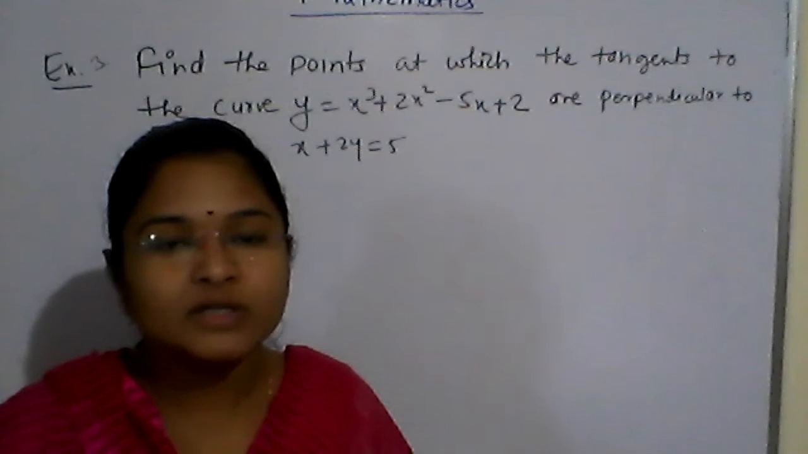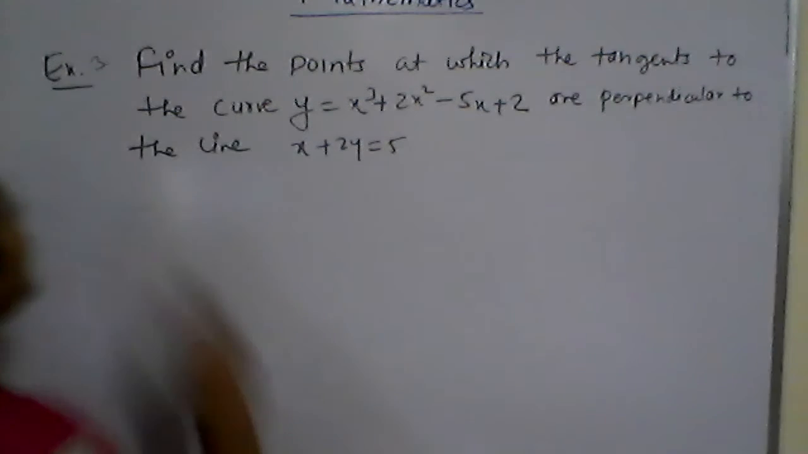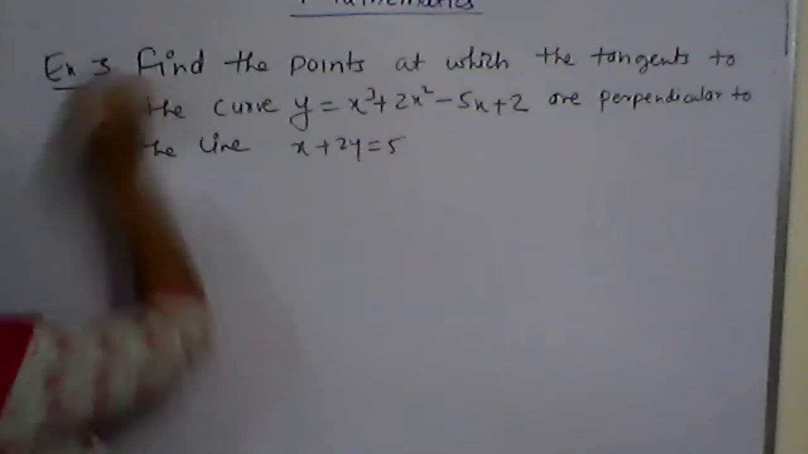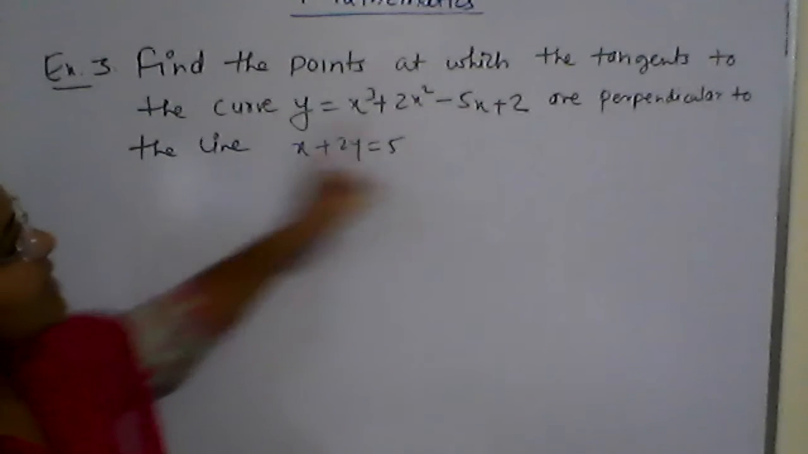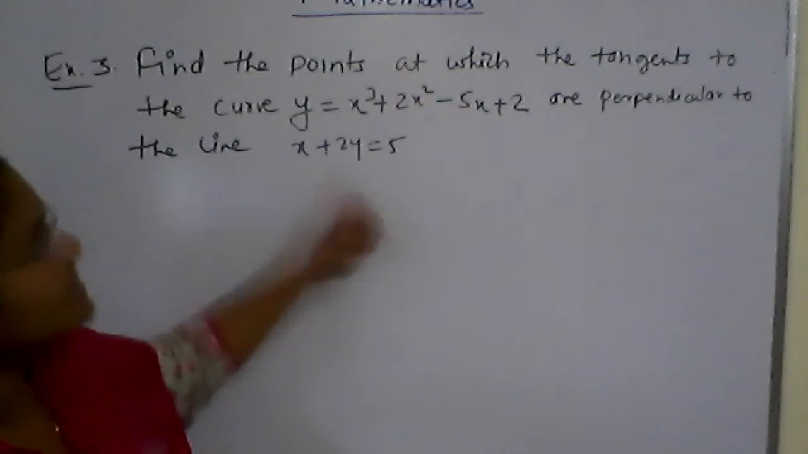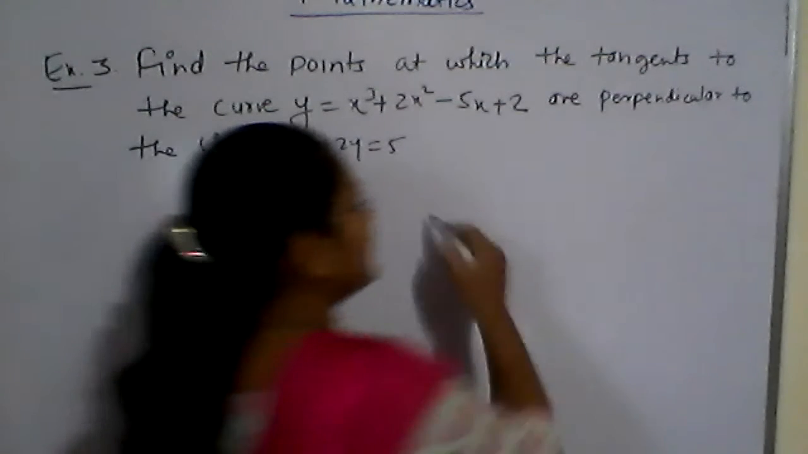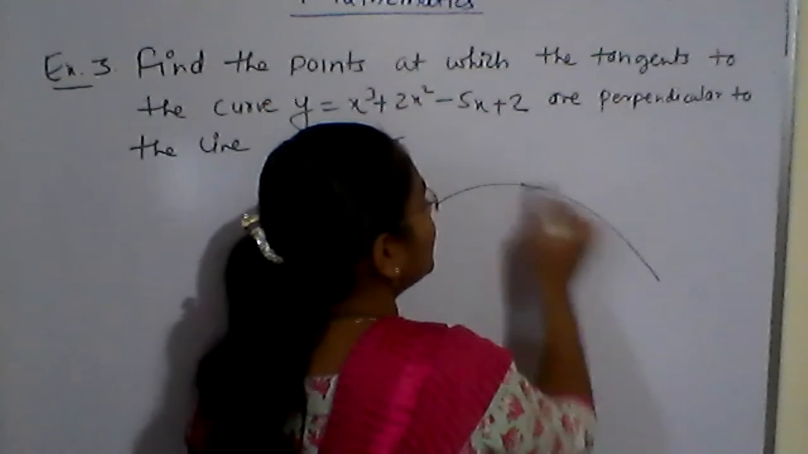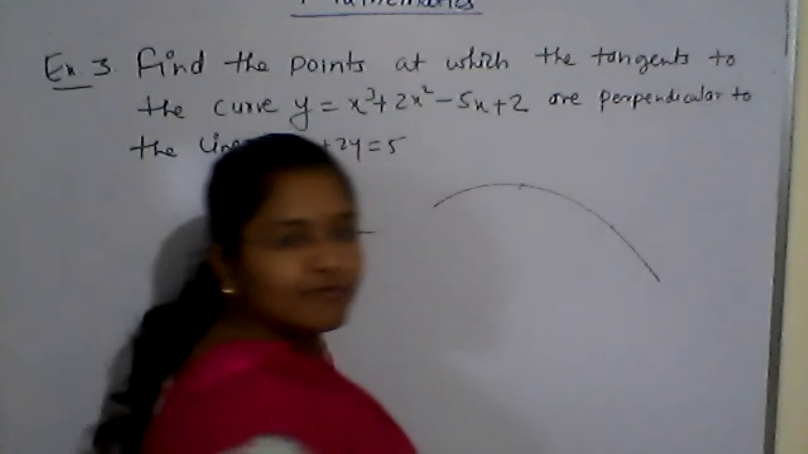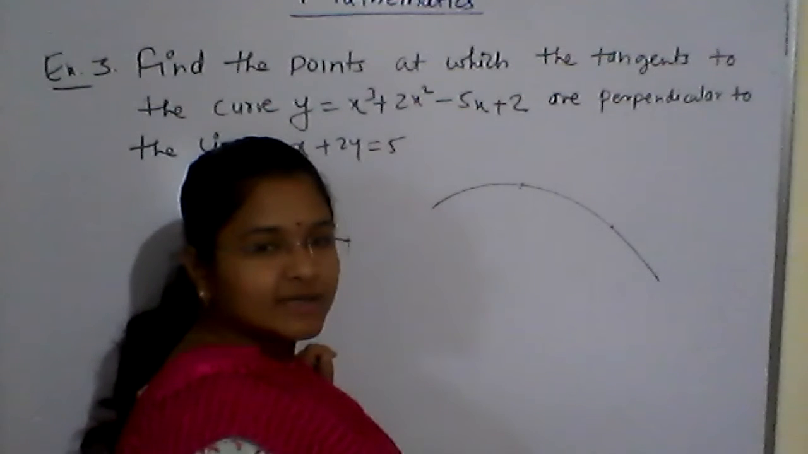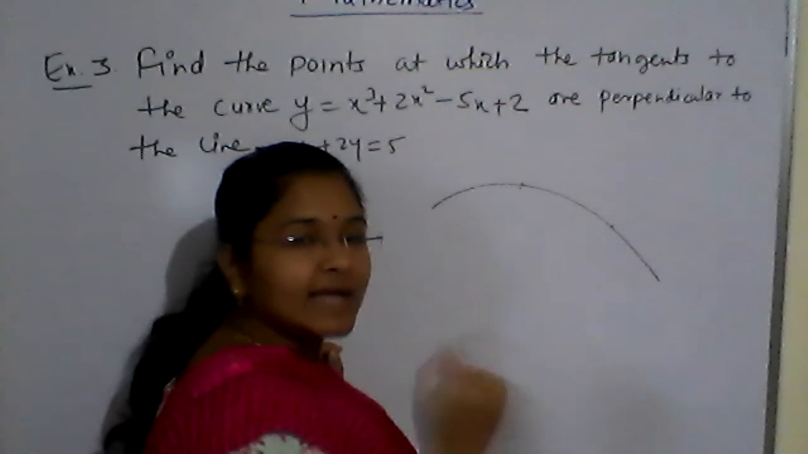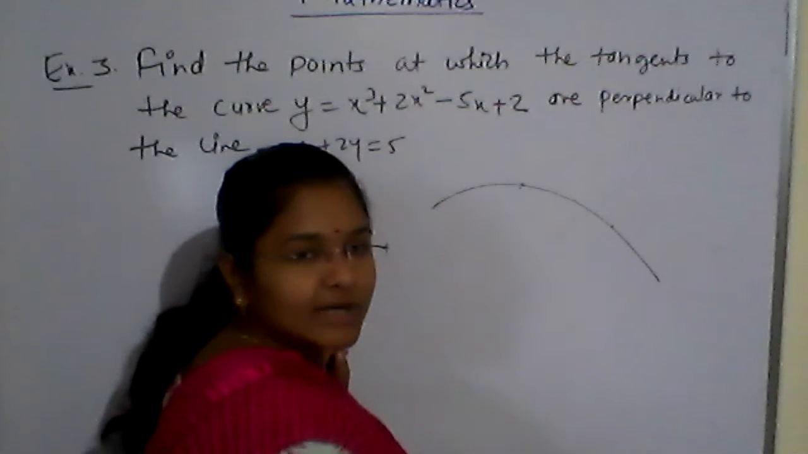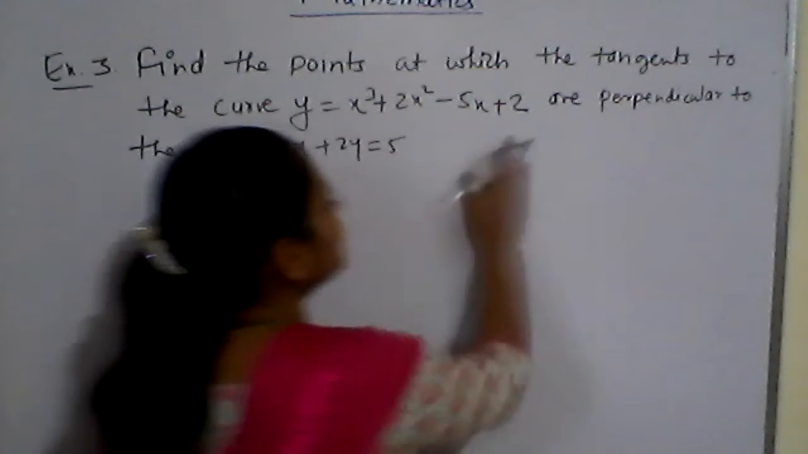So here what we have to do, we have to find the points at which the tangents to the curve are perpendicular to this line. Means we have to find the points on the curve where, if we draw tangents, the tangent will be perpendicular to the line. Now what is the slope of this line?